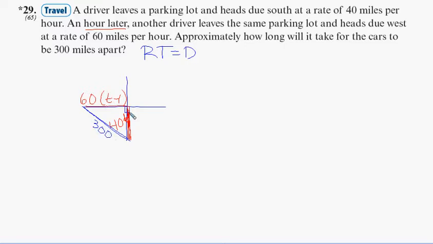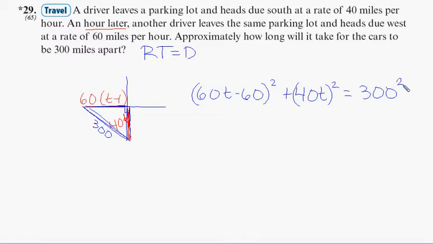Okay? Do you see that we have a Pythagorean theorem here? So that means that this squared plus this squared is going to equal this squared. So I'm going to go ahead and distribute the 60t minus 60. So I have 60t minus 60 squared, and then I have 40t squared equals 300 squared. Now be careful when you're doing the squaring, especially of this binomial.